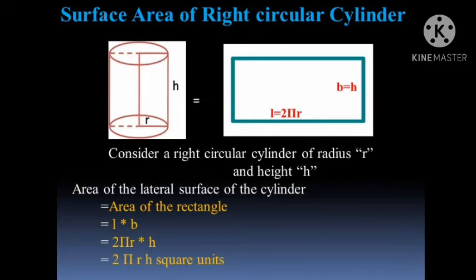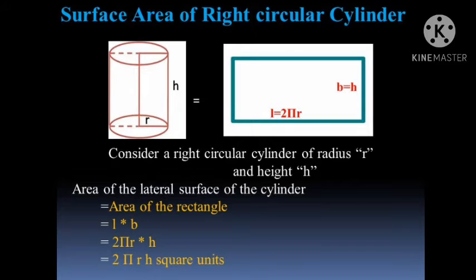We have to derive the formula of surface area of cylinder, that is right circular cylinder. Observe the picture. Consider a right circular cylinder of radius r and height h. Observe the second picture. You will find it is in rectangular shape. The area of the rectangle is equal to the curved surface area of the cylinder. Its height is equal to the breadth of the rectangle and the circumference of the base is equal to the length of the rectangle. So, height of the cylinder is equal to breadth of the rectangle. That is h is equal to b.